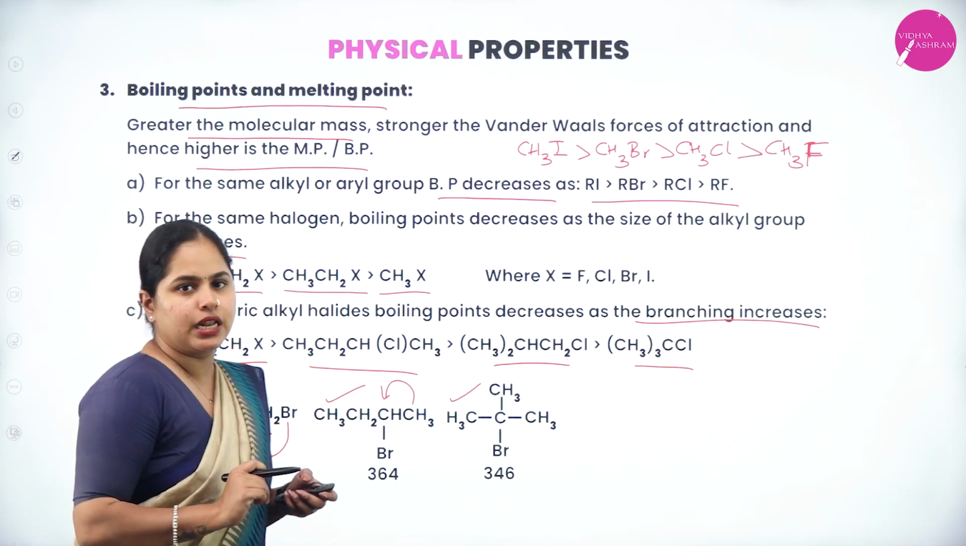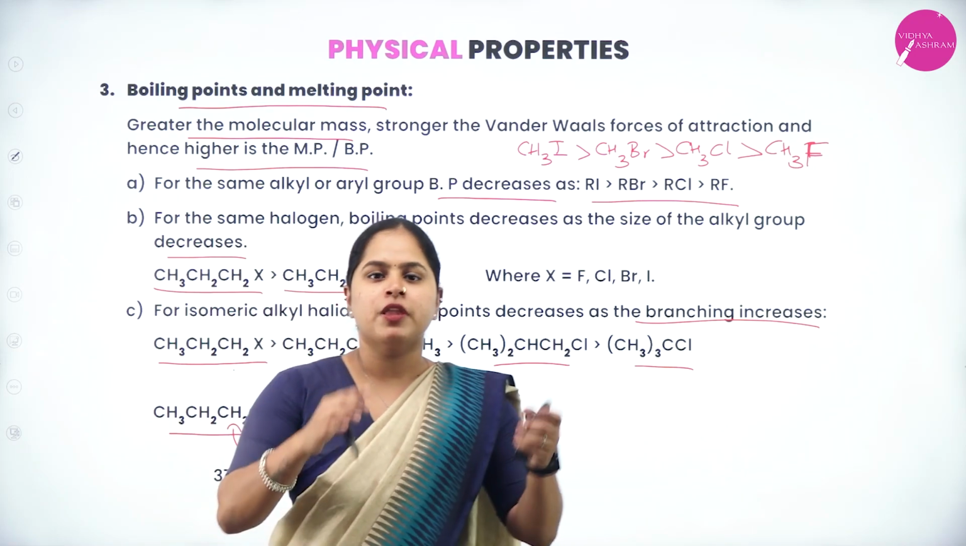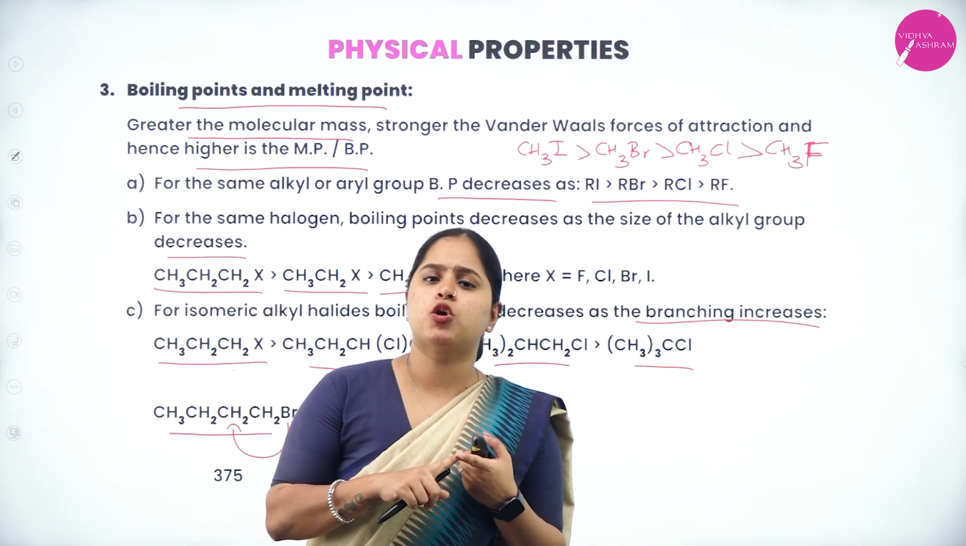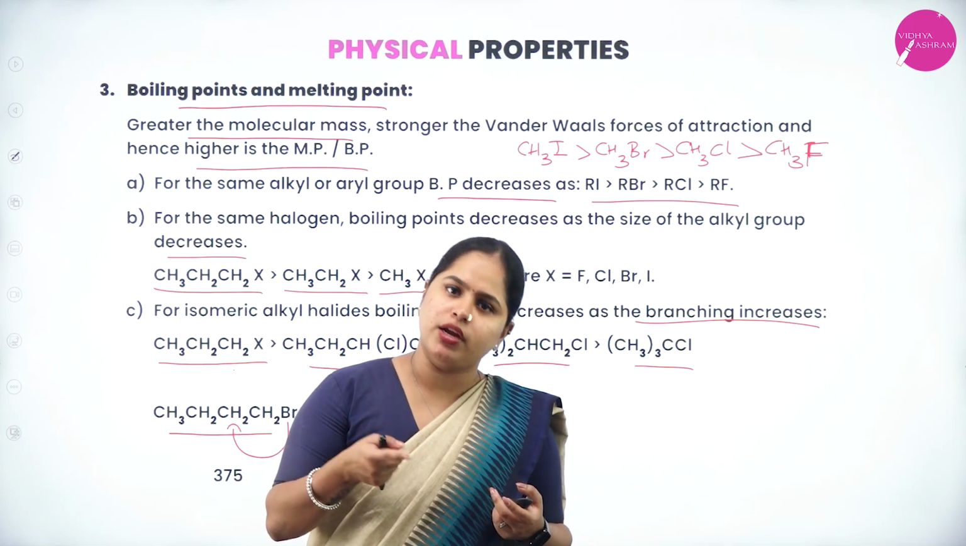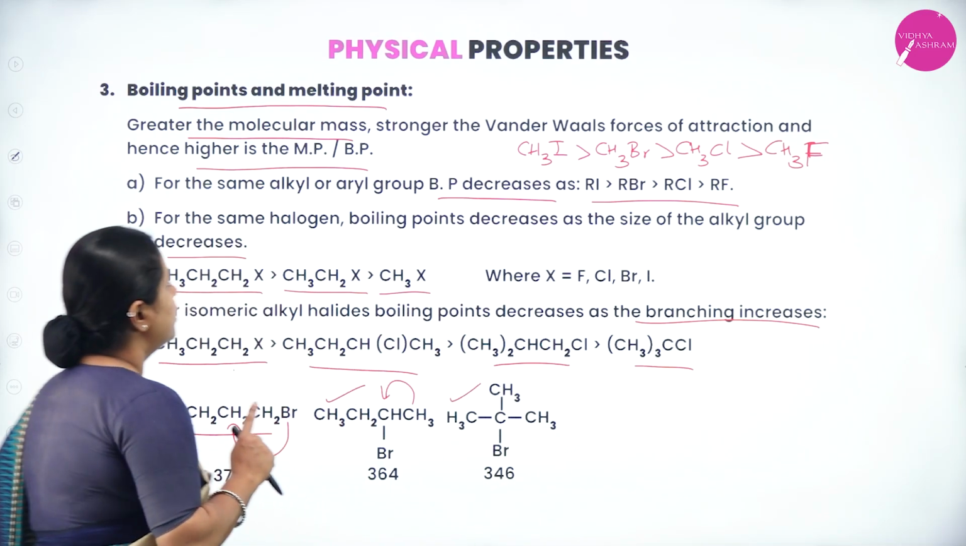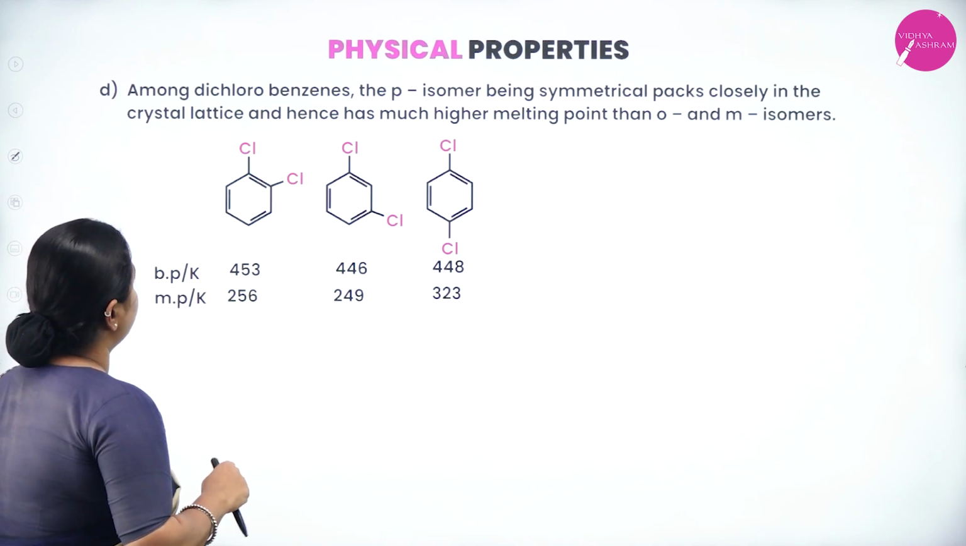So I hope it is clear regarding boiling point and melting point. As the number of carbon atoms in the alkyl group increases, boiling point increases. As the branches increase, boiling point or melting point decreases. Clear? So that is very important. Now moving on to the next one.